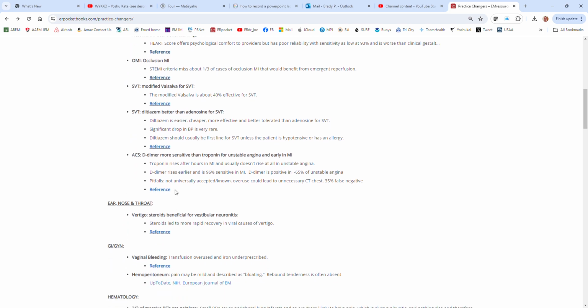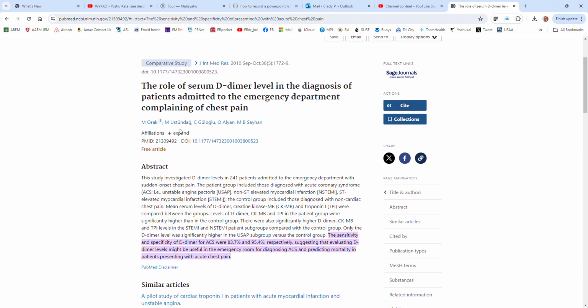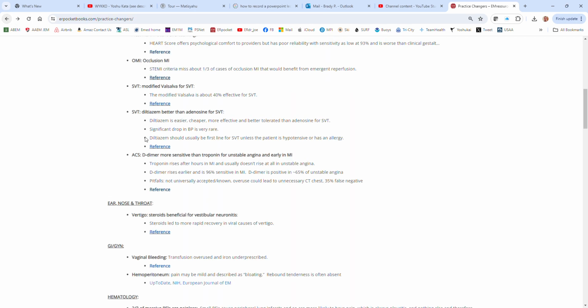So it was about 95% sensitive for MI and about 65% for unstable angina in this study. Here's the reference to that one. I think this was from Turkey. Yeah, these are some Turkish names.